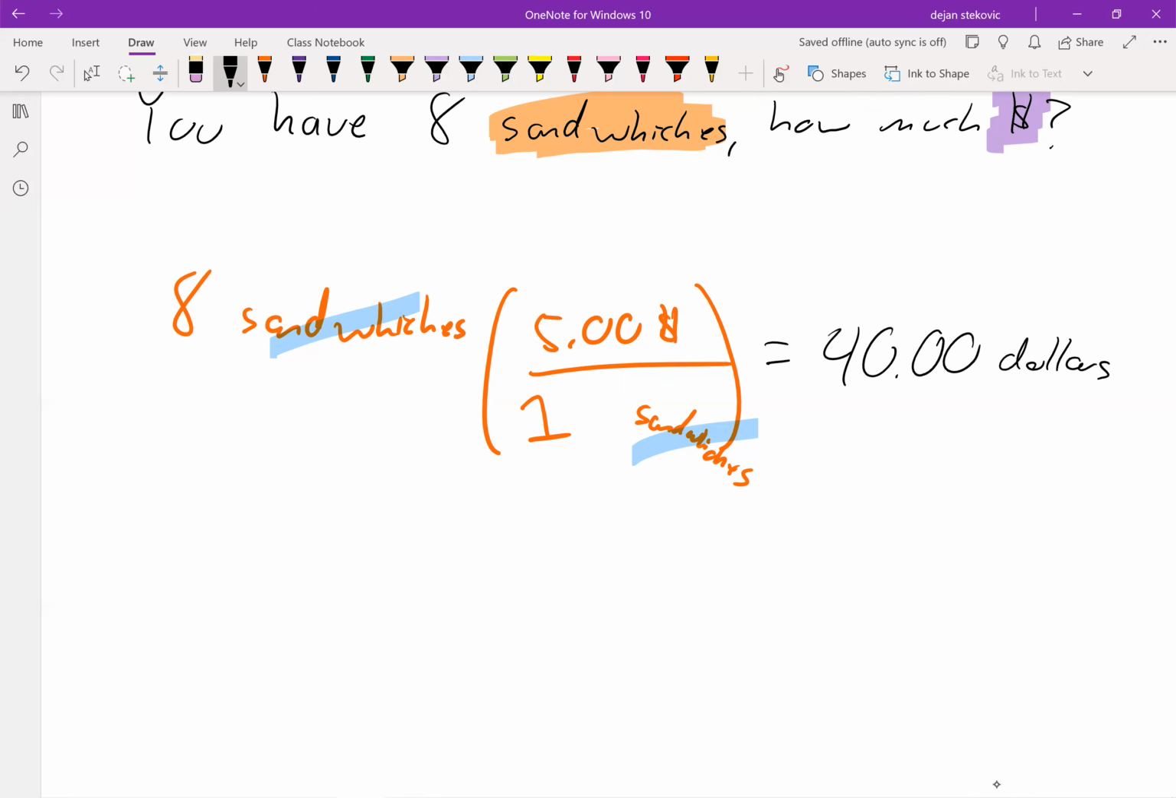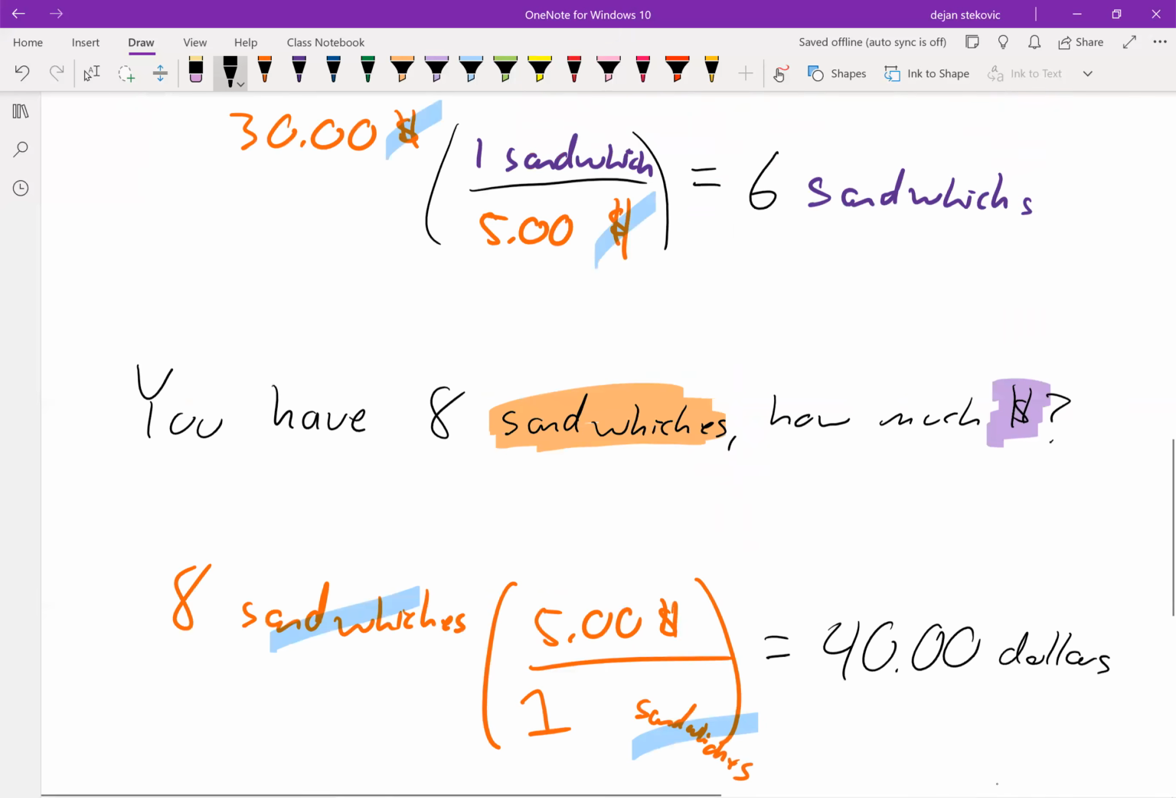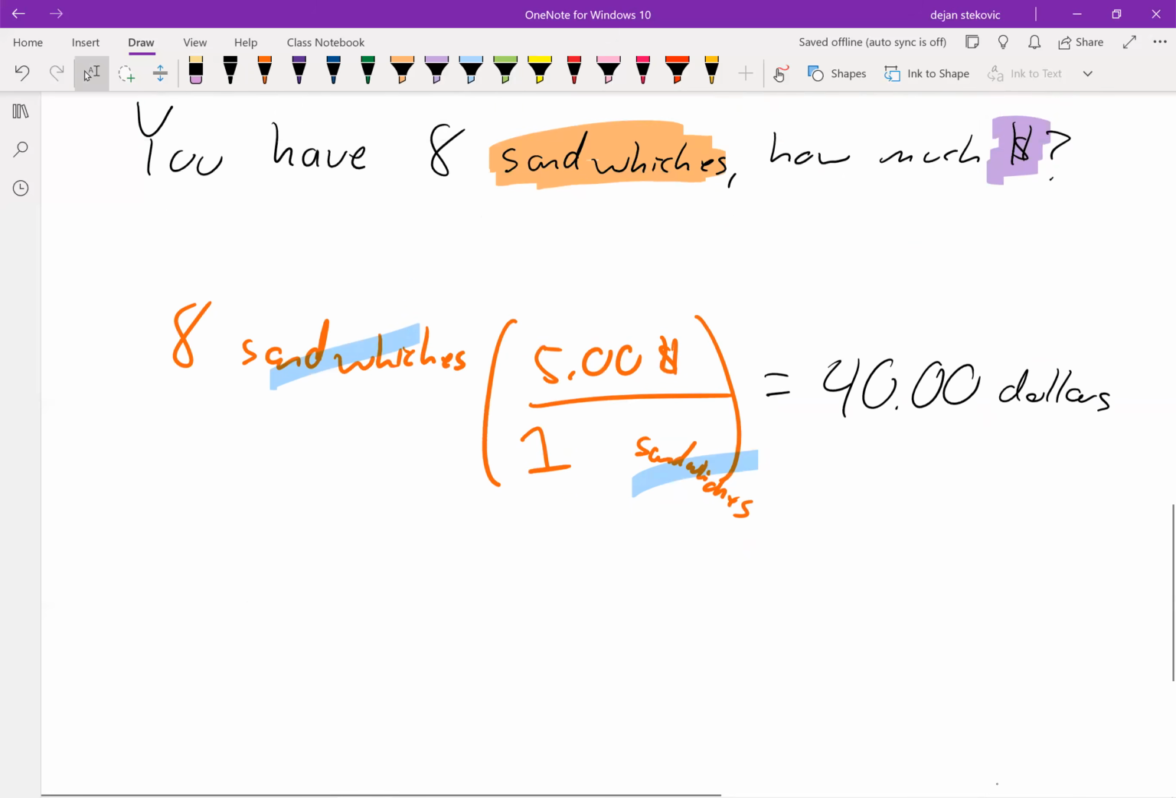Note that all of these are exact numbers. $5 is an exact number. The number of sandwiches is also an exact number. So in this case, we didn't have to think about sig figs, but when we do measurements, we will have to think about sig figs.